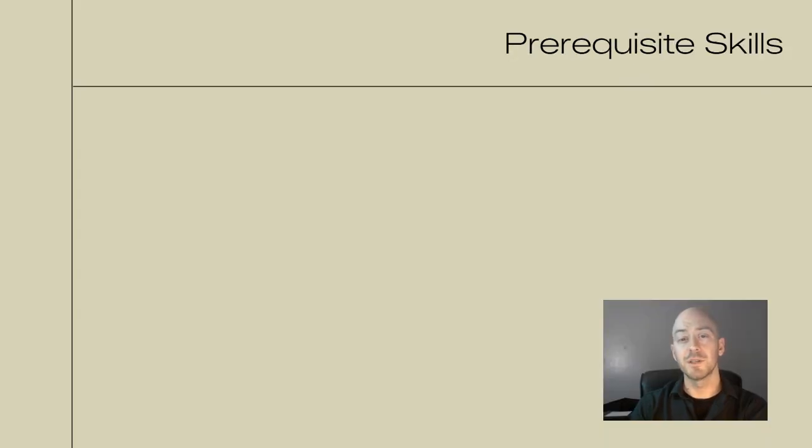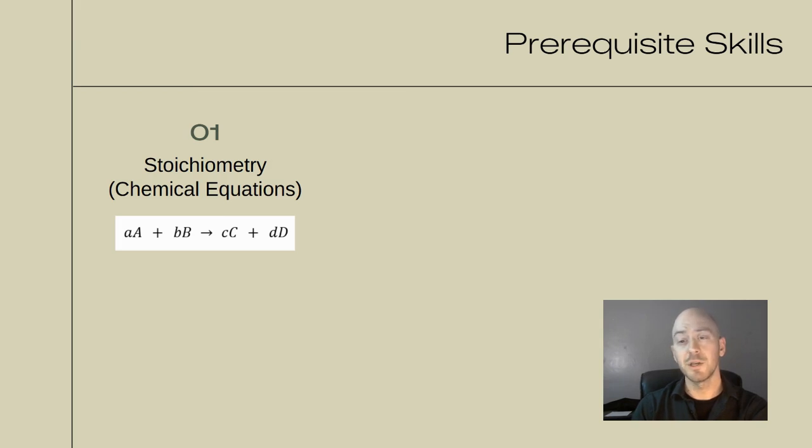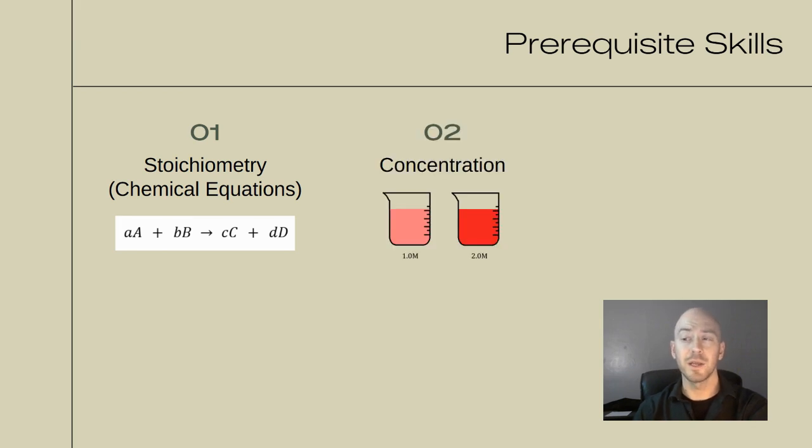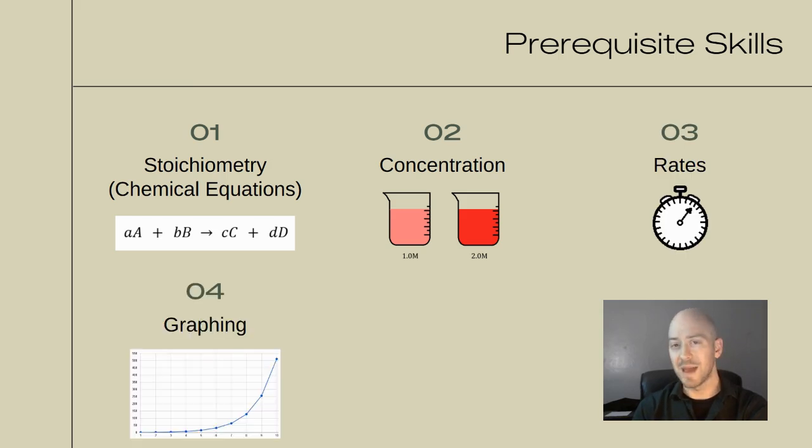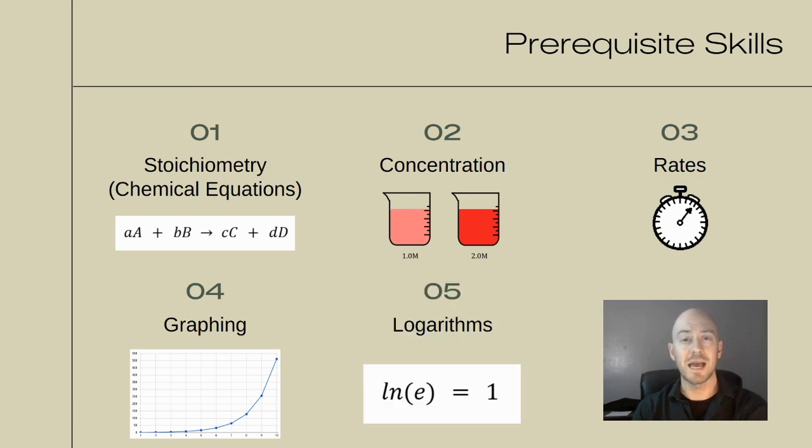Some of the prerequisite skills students would need for these lessons are first, a grasp of stoichiometry in terms of both what it means as well as how to balance simple chemical equations. They would need to know how to calculate concentration and also how to calculate simple rates. Finally, students would need some math skills as far as graphing simple relationships, as well as how to use logarithms.